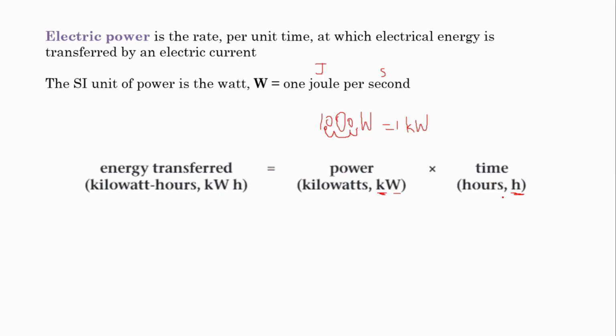And how do we figure out how much money we have to pay? Well, this energy transfer here, so the number of kilowatt hours, you multiply by the cost per kilowatt hour. So the electric companies will have a rate. So let's say 1 kilowatt hour is going to cost you 25 cents. If you've been using the appliance for 4 hours, then it will be 4 multiplied by 0.25, which will give you $1.